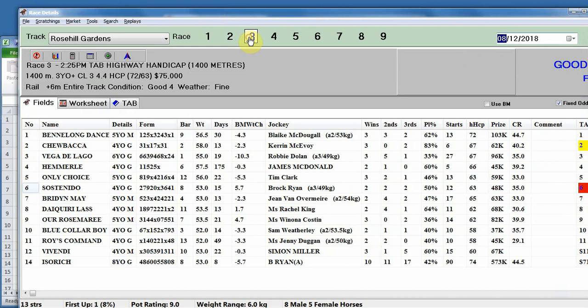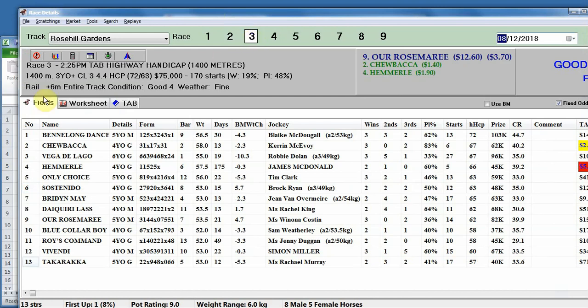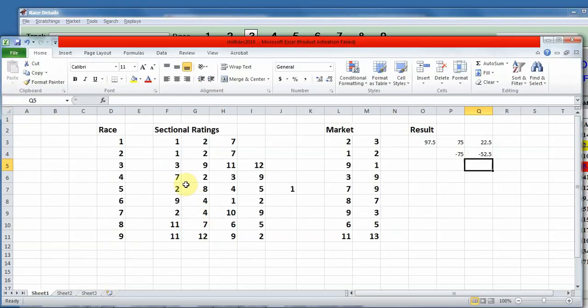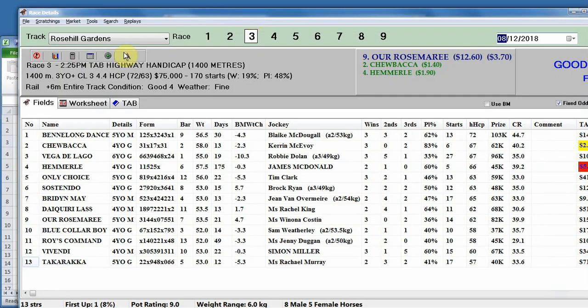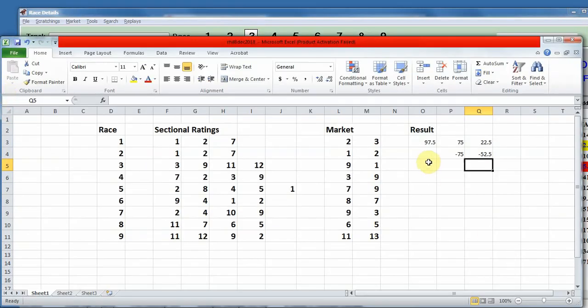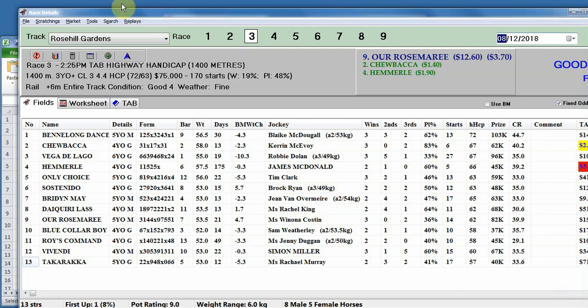Race 3. Rosemary, number 9. Yes, we got that one. So that paid $12.60.